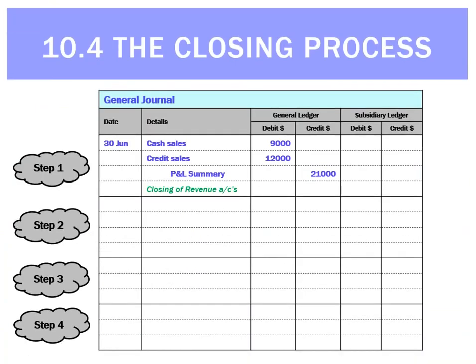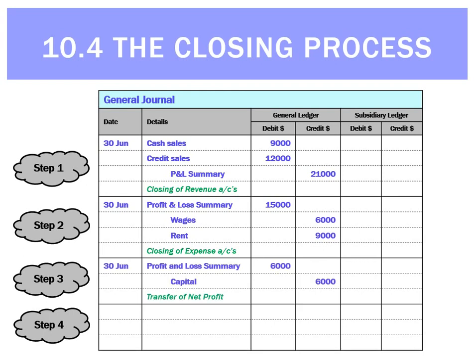Looking at the ledgers, the step 1, that was the closing of the revenues. Step 2, that was closing of expenses. Step 3, that was the transference of the profit to capital of 6,000. And step 4 was closing of drawings. Step 5 was balancing the capital ledger, so that wouldn't be done in the general journal.